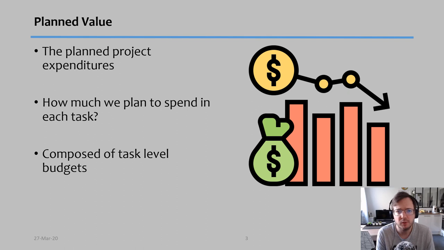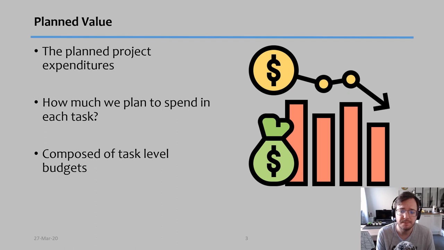So the first thing we have to understand is that there are three main definitions we need to know. The first one is planned value. So what is planned value? Like we've seen before when we create the budget, planned value is the numbers we place on the budget, how much I plan or want to spend on each task of my project. So the big question we answer here is how much we plan to spend in each task.